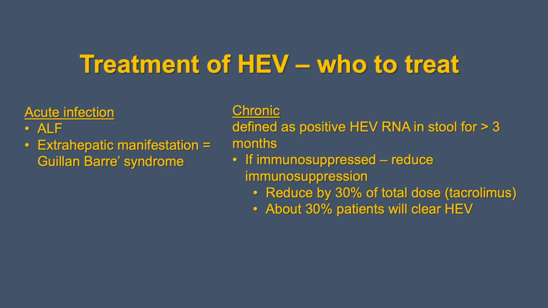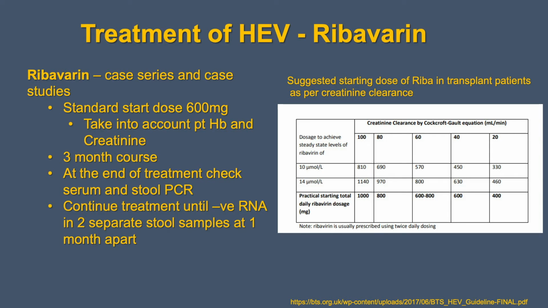For those patients who don't respond to a reduction in immunosuppression, then ribavirin is the best described treatment. And ribavirin has been used in this setting since around 2011. The evidence predominantly comes from case series and case studies rather than randomised control trials. And the case series all use a number of different dosages of ribavirin over differing periods of time. I think the standard dosage now that we would recommend starting at would be 600 milligrams of ribavirin, but you should take into account the patient's haemoglobin and their creatinine clearance and start with a treatment course of 3 months.